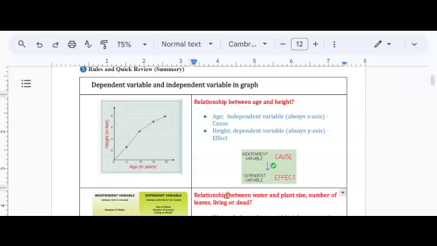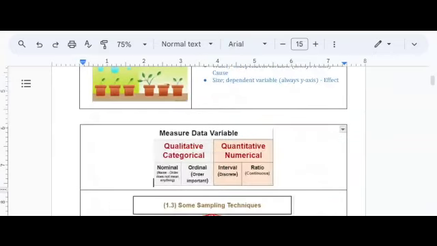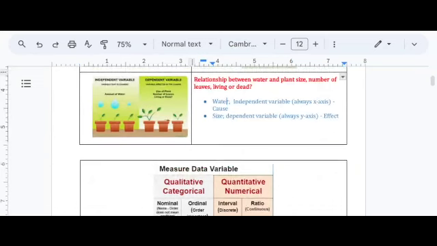Let's go to the next one. Here I have a picture of plants, and we are measuring the relationship between water and plant size, number of leaves, living or dead. So the water is considered what? Independent variable. It's always x-axis, okay? It's the cause. And the size is the dependent variable, always y-axis. So if I want to graph this, it's going to be like this, okay?